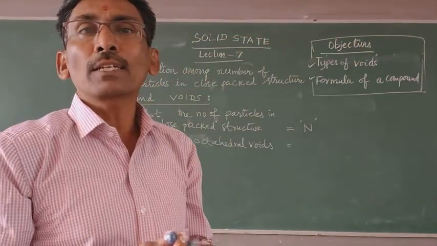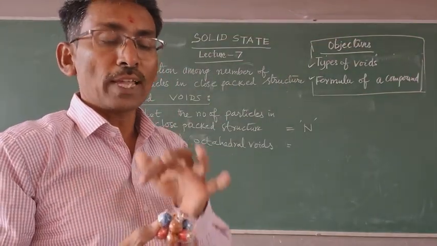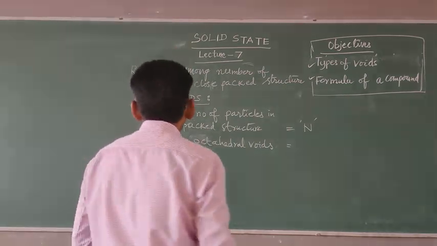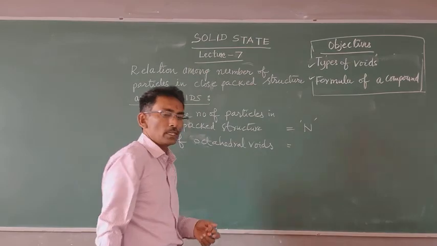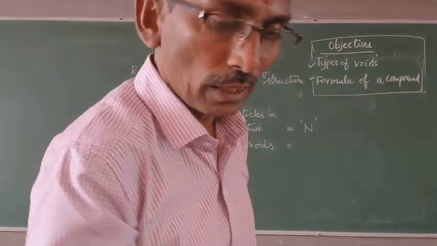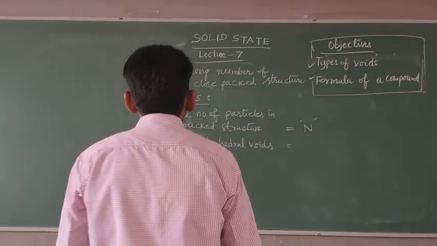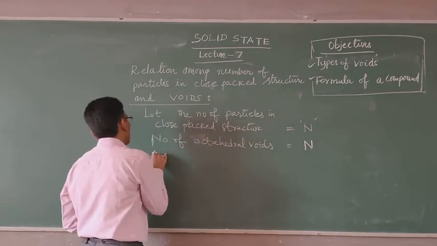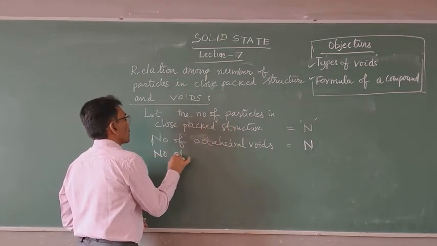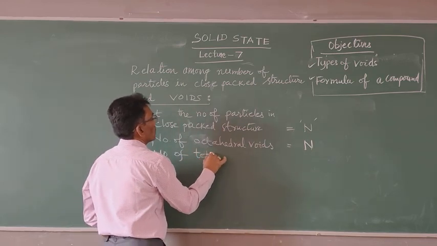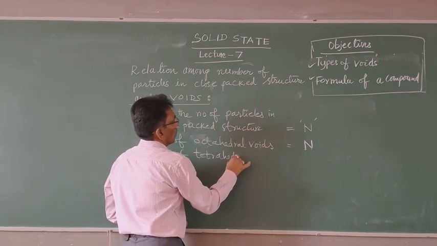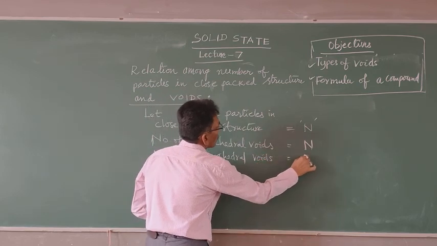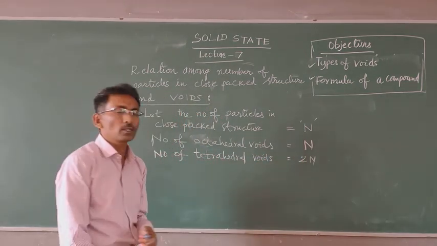So how many tetrahedral voids? Two. If n number of particles are there, it has double the number of tetrahedral voids and the same number of octahedral voids. So here, the number of octahedral voids is n, and the number of tetrahedral voids is 2n. How do you understand 2n?